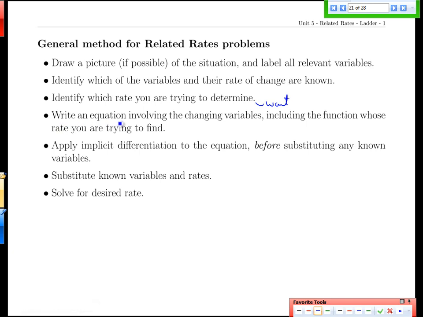And then look for such an equation that includes the changing variables, including the variable whose rate you want to know. Once you have that equation that's always true, you can apply implicit differentiation before substituting in any known values. That's the most common mistake made by students when they're starting these, is to sub in too early. Take an equation that's always true, differentiate that, and then sub in the known variables and rates to solve for what you want.